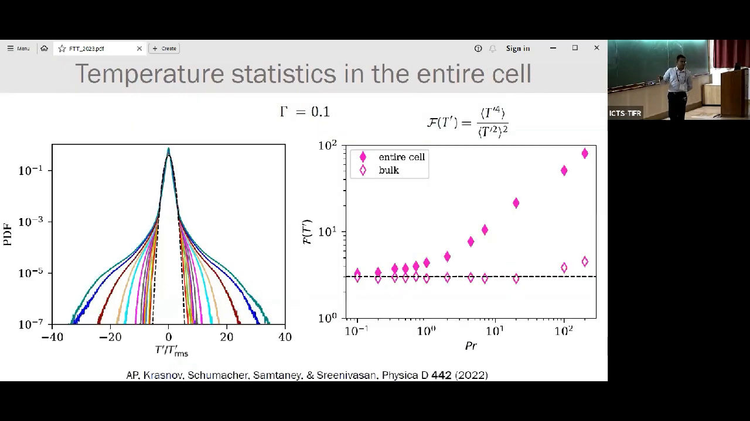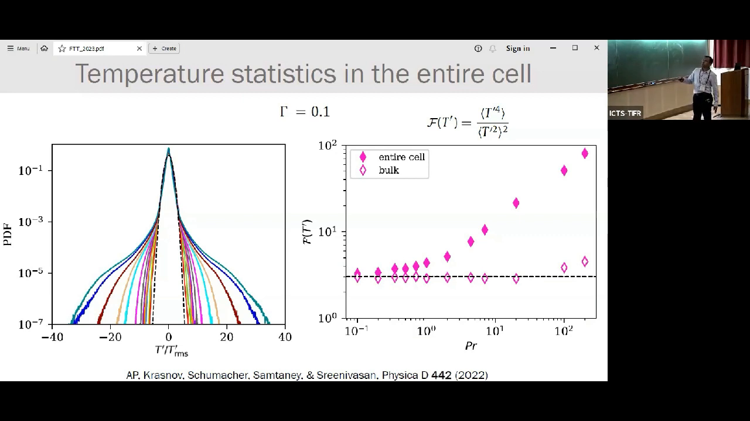So why I was saying this, it's because of this. If you look at the entire domain, the PDF is nearly Gaussian for low Prandtl numbers, but as you go higher and higher in Prandtl number, they start to stretch longer and longer. This is the flatness of temperature fluctuation, the kurtosis or flatness factor. And we can see that for Prandtl numbers up to 20 or so, in the bulk of the cell, the distribution is nearly Gaussian. It has a value of 3.